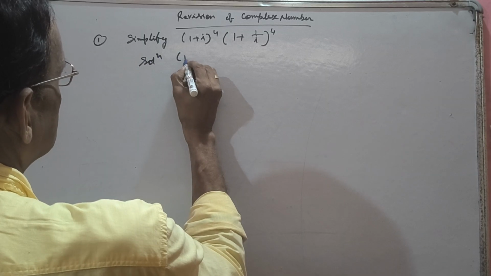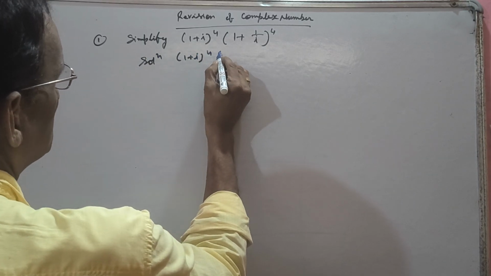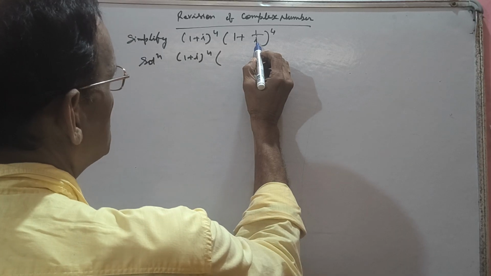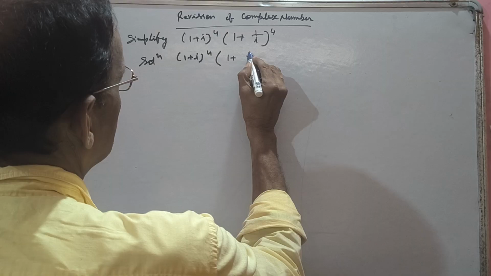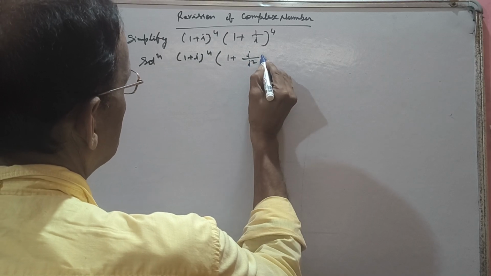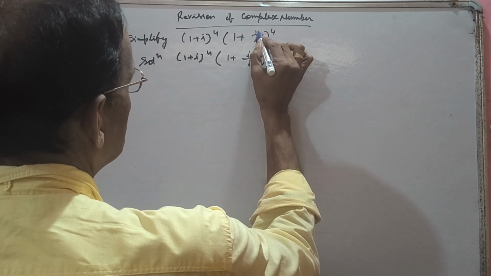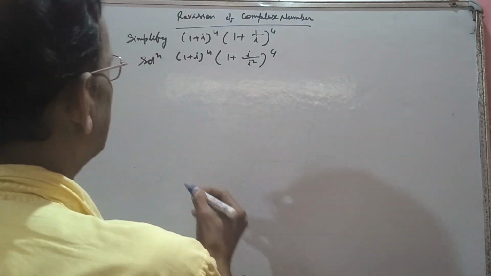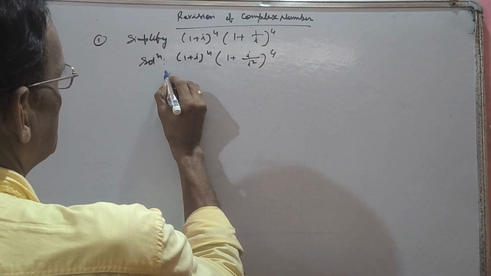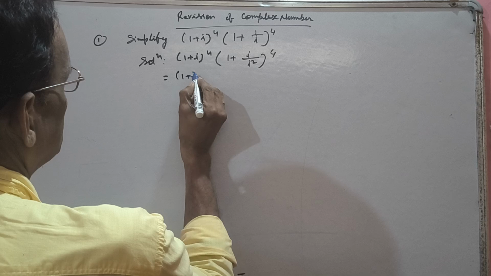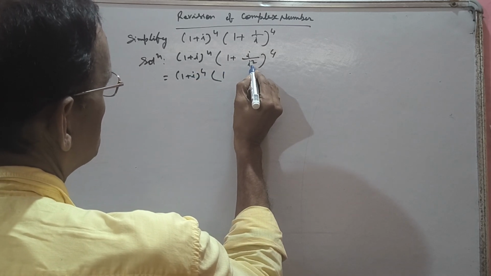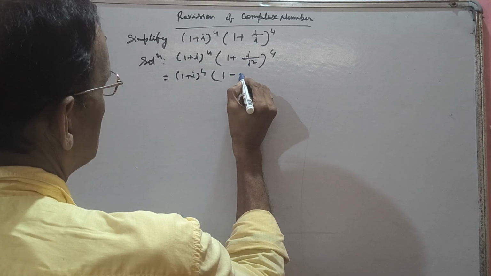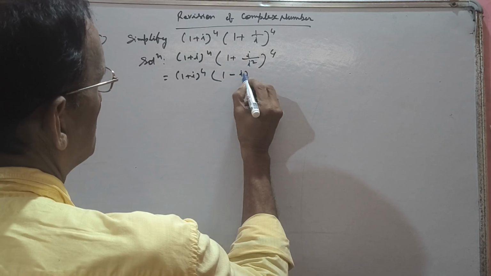Solution. You see, (1 plus i) to the power 4. You always try to make the denominator real. So 1 plus, what will we write here? i by i square, whole to the power 4. Multiply both numerator and denominator by i. Then what will we get? (1 plus i) whole square. This is 1, i square is minus 1, plus minus i. Okay. Whole to the power 4.